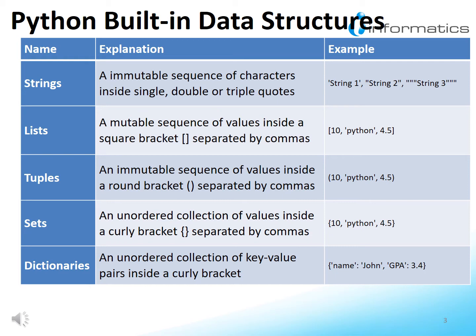The built-in data structures are: string, which represents an immutable sequence of characters; list, which represents a mutable sequence of values; tuple, which represents an immutable sequence of values; set, which represents an unordered collection of values; dictionary, which represents an unordered collection of key-value pairs. These data structures are, in general, iterable in the sense that they support traversal and visiting the elements one by one.